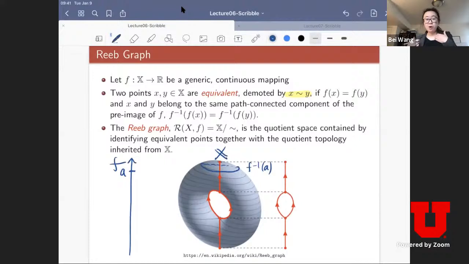Now, what is the equivalence relation? If I take this piece out, because it's a torus, it's actually hollow.